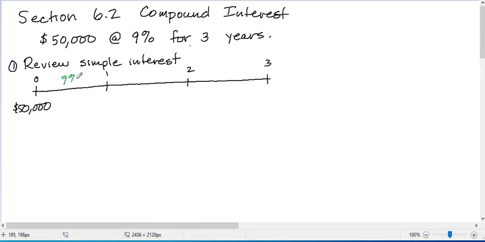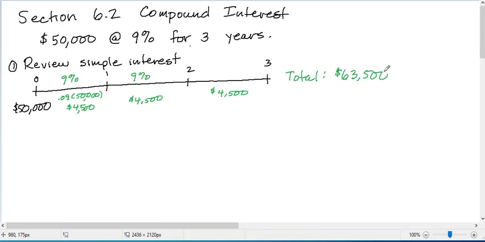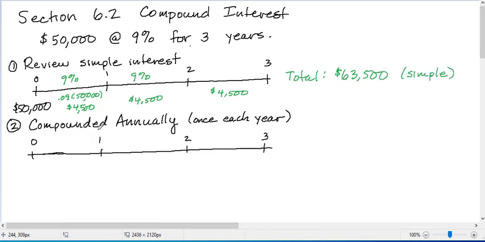I get 9% in the first year, which is $4,500 of interest. And then I get the same interest, 9% on the same $50,000. I get another $4,500 in year 2. And in the third year, another $4,500 for a total of $63,500.